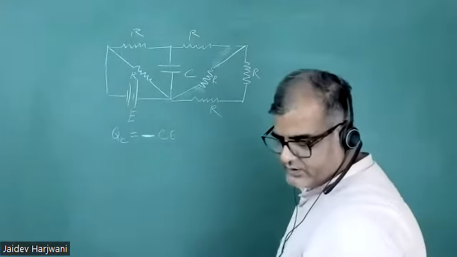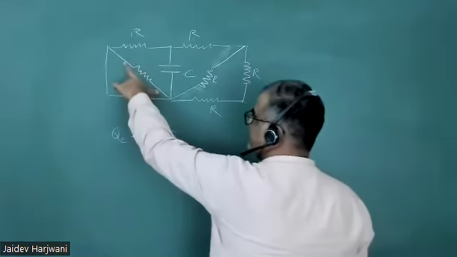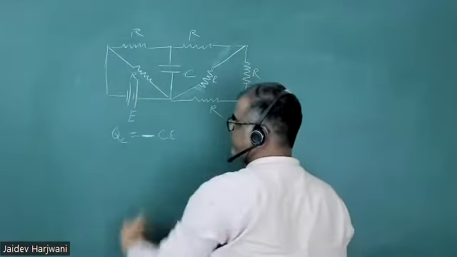Okay. So just carefully look at this circuit. So this branch is parallel to this voltage. Yes or no?